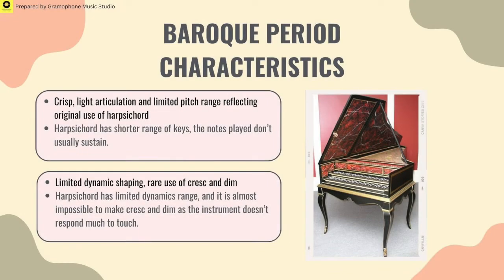Usually, we will hear crisp, light articulation and a limited pitch range, limited dynamic shaping, and rare use of crescendo and diminuendo due to the original use of the harpsichord. It has a shorter range of keys, and the notes played are not sustained. It has a very limited dynamic range and it is almost impossible to make crescendo and diminuendo.